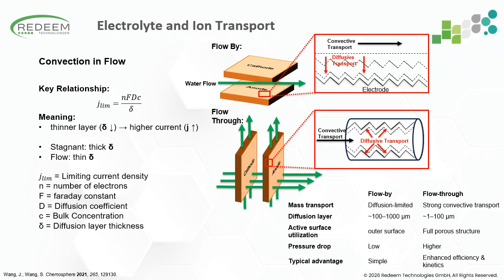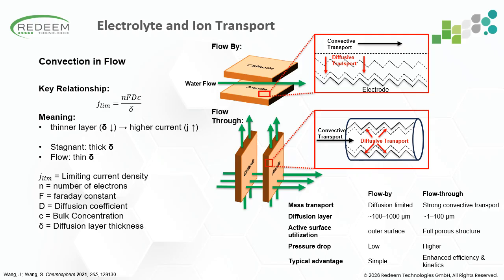remains diffusion controlled. If we now look at the bottom flow reactor, here we have a flow-through reactor, and the electrolyte is forced directly through a porous electrode, and this creates convection inside the electrode structure itself. And if we look in the little red zoom window, instead of only transporting species parallel to the surface, reactants are continuously supplied throughout the entire porous network. This greatly shortens the diffusion distance.